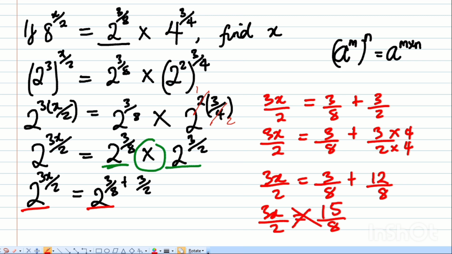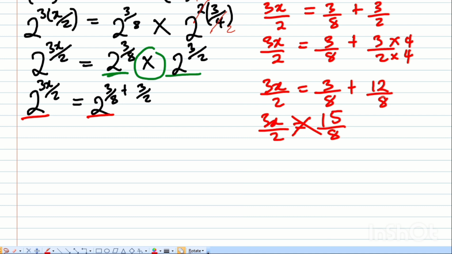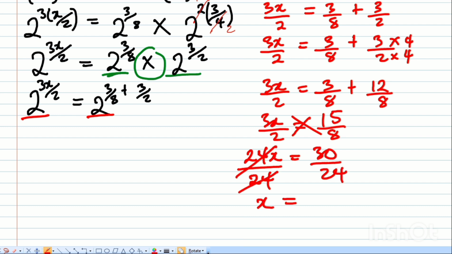So I'll cross multiply. Cross multiplying, I have 8 times 3x is 24x, equal to 2 times 15 is 30. So I just divide both sides by 24 finally now to get the value of x. So x is, let's reduce first. I can use 3. 3 into 30 is 10. 3 into 24 is 8. 2 into 10 is 5. 2 into 8 is 4.